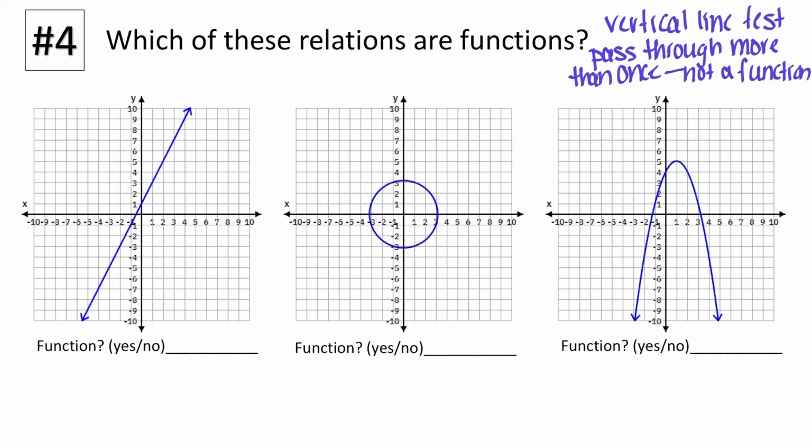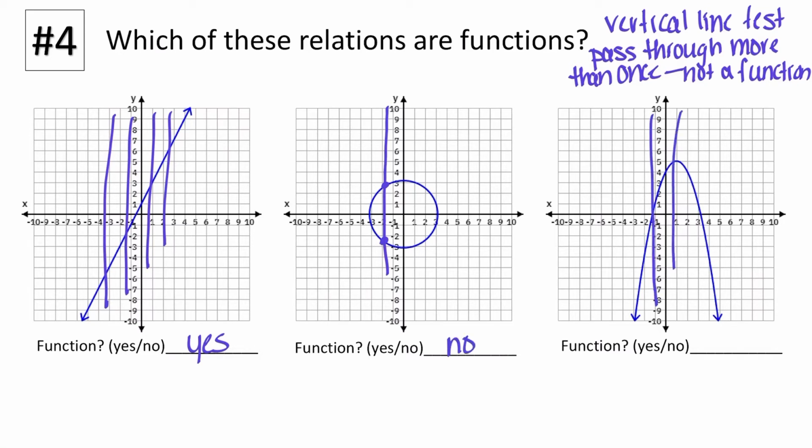Okay, so we're going to draw vertical lines, or we're going to use our grid, and we're going to see if any pass through more than once. So this first one is a function. In the second graph, as soon as I start drawing vertical lines, they're going to pass through more than one point. So it is not a function. In this next graph, I can keep drawing vertical lines, and they're only going to pass through once. So yes, it is a function.